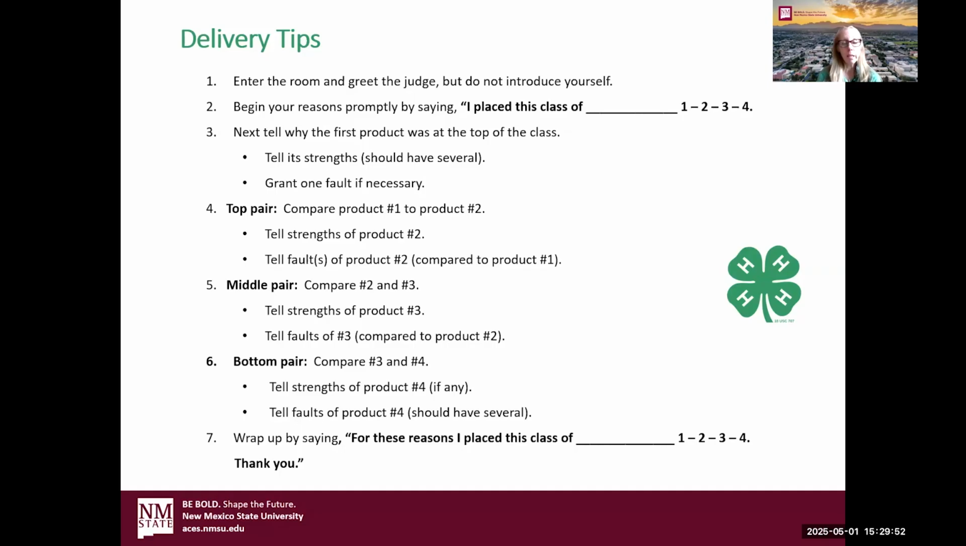And then in your bottom pair, same idea, only you're comparing individual number 3 and number 4. Start with the strengths of product number 4, if there are any. Sometimes there are not, and that's okay. Then you're going to tell of the faults of number 4, and you should have plenty because that individual is placed at the bottom of the class.